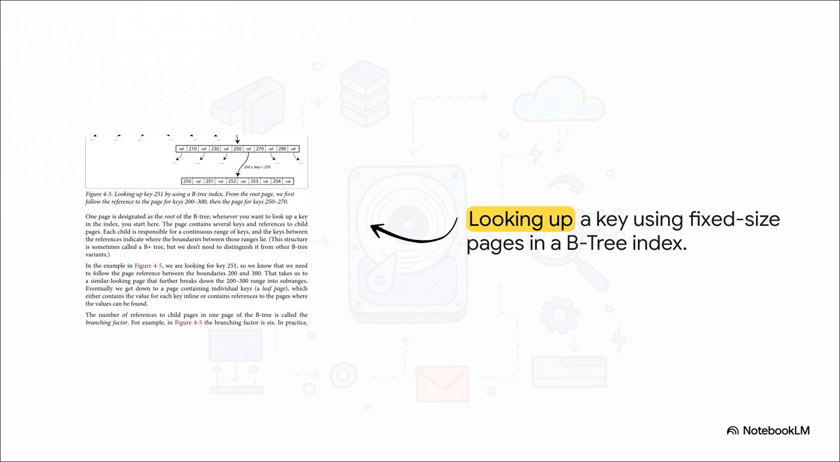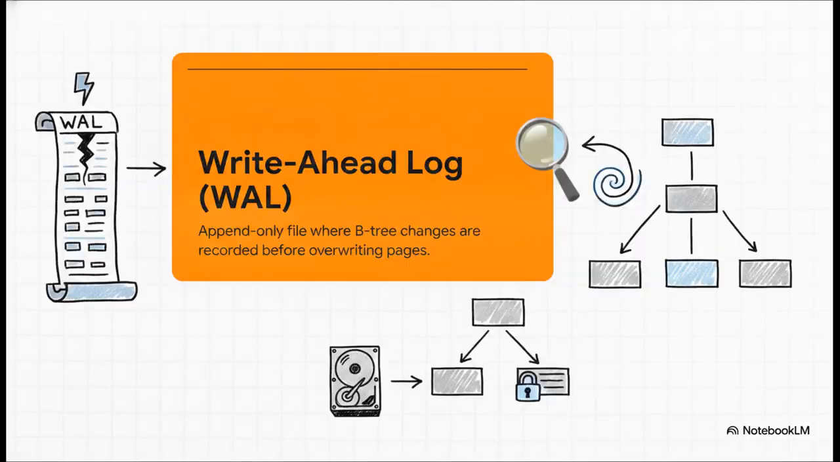When you search for a key, you start at the root page, and you follow the range boundaries down through the child pages until you hit the exact leaf page where your data lives. Because the tree stays perfectly balanced, you literally only need to follow 3 or 4 page references to find any record in a massive database. It's amazing. However, overwriting a page directly on disk is risky.